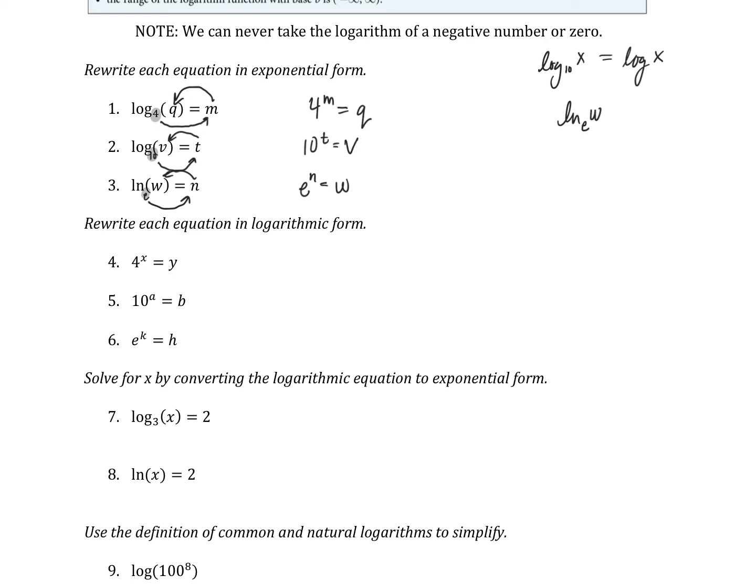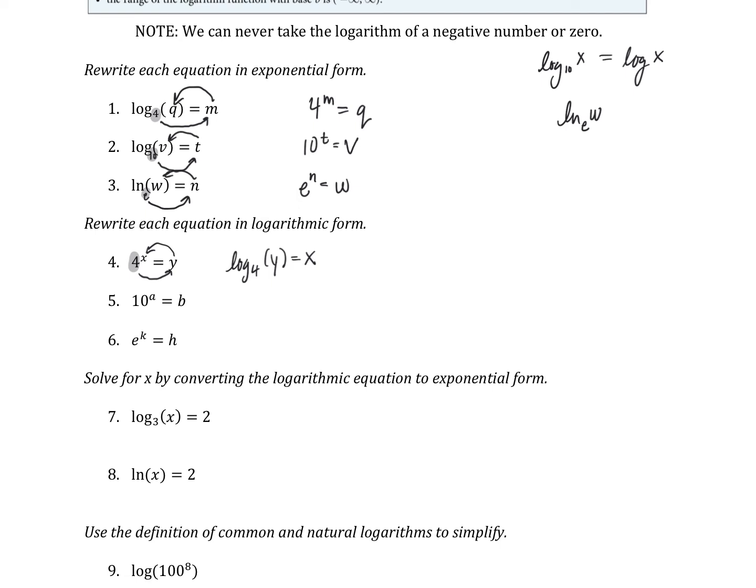So now in 4 through 6, we're going to take the exponential form and rewrite it in log form. Same idea. Identify the base. So then you're going to write log base 4, go across the equal sign of y is equal to x. The base should be a little small number. It's a subscript. And the y should be the same on the same level as the log.